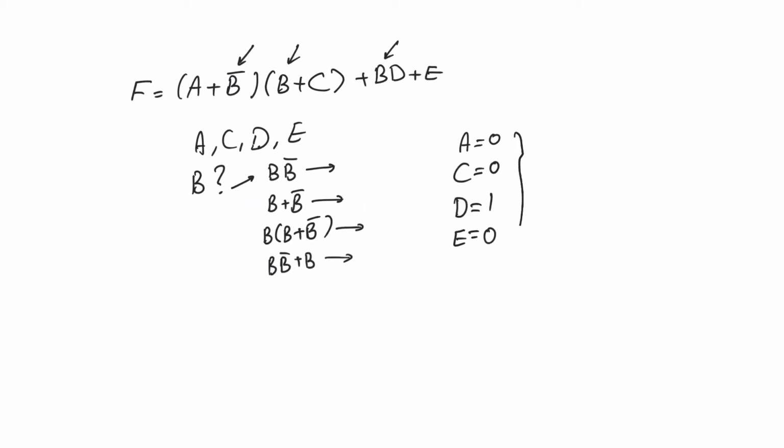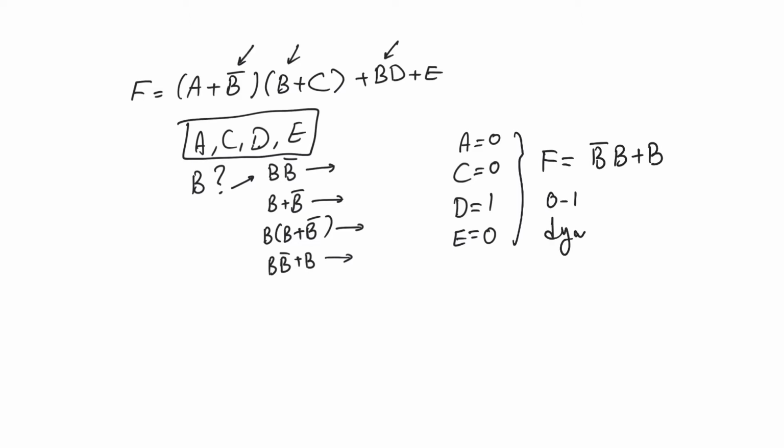So with these inputs for the 4 other input variables, the function f will have the form B bar B plus B. So this is a structure that is obviously connected to 0 to 1 dynamic hazards. And so there will be a 0 to 1 dynamic hazard if B makes a transition while the 4 other inputs have these specific values. If any of the other input variables have other values, you will not observe the dynamic hazard.